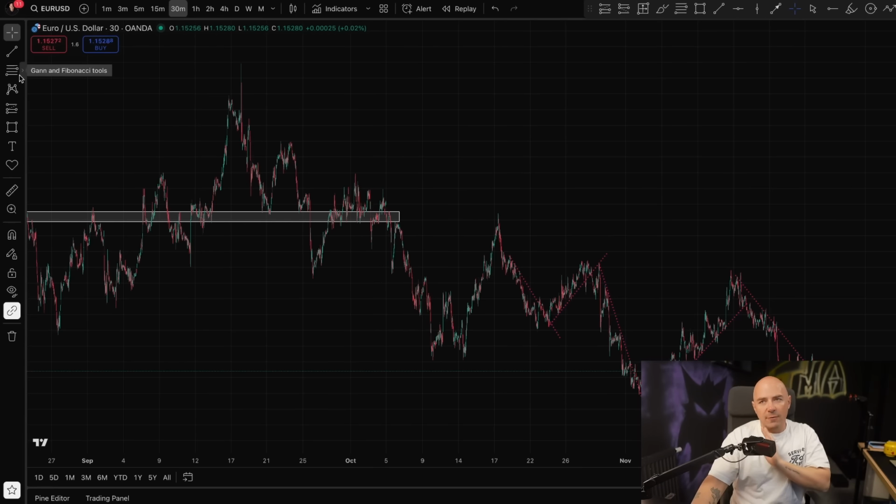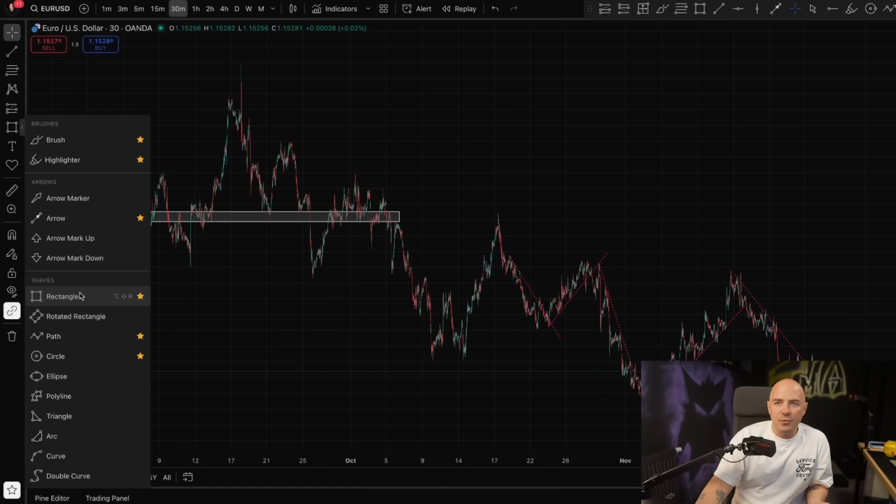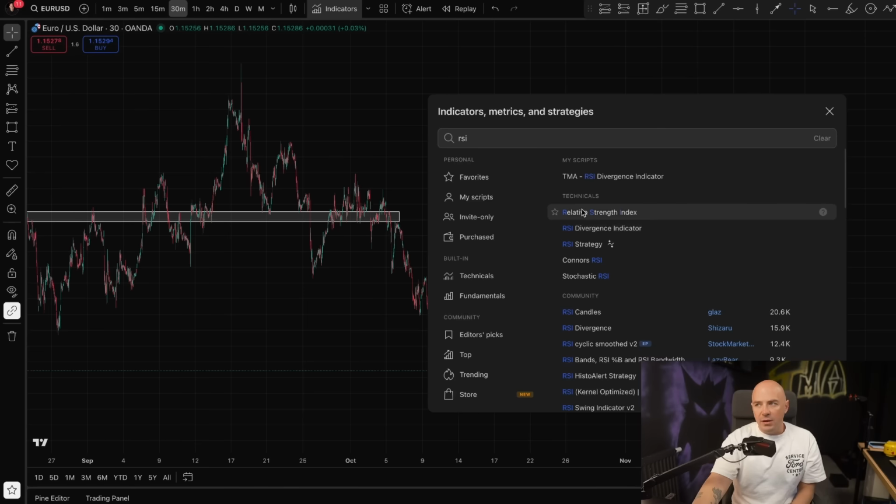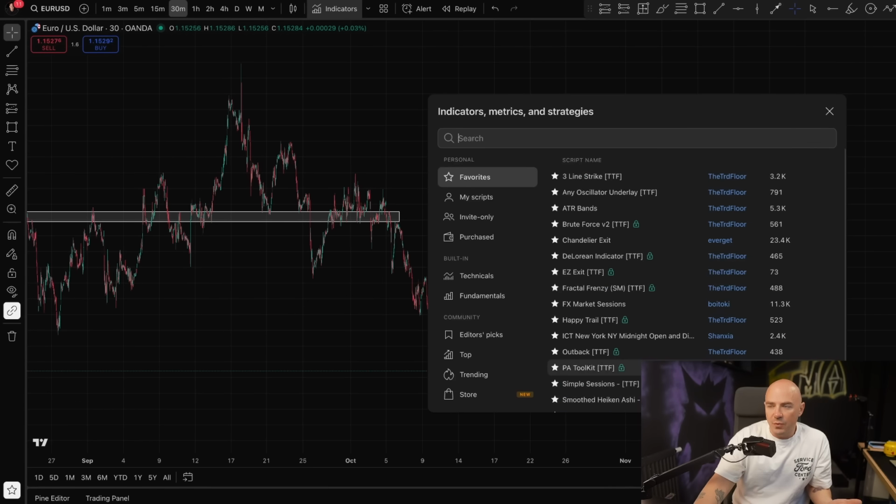Now, so far, these are all free tools that I've showed you on TradingView. You have your trend line indicator, you have your rectangle tool indicator, and you have the relative strength index. I suggest putting stars next to the ones you use the most so they're just stuck in your favorites tab right there.